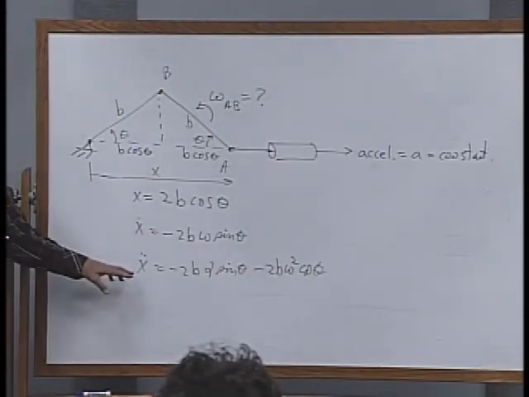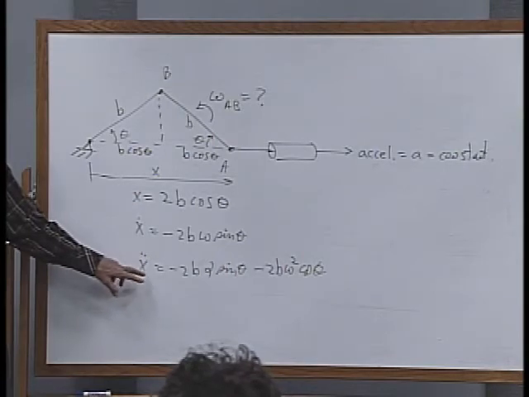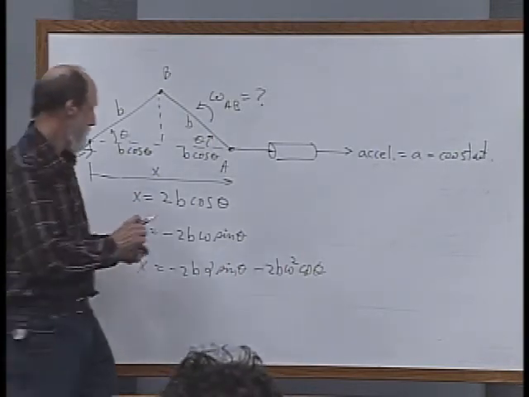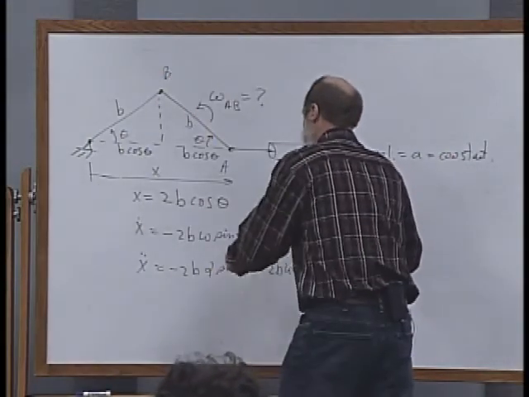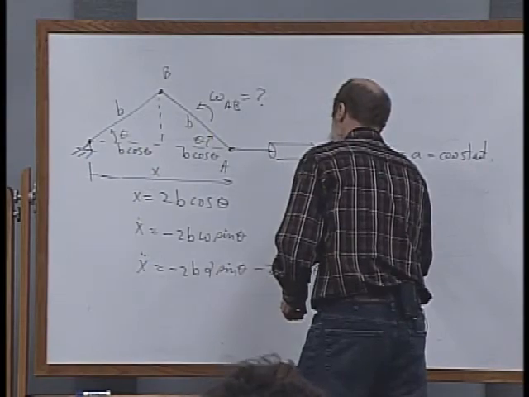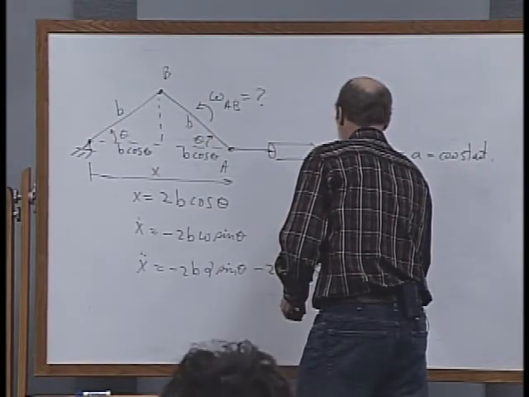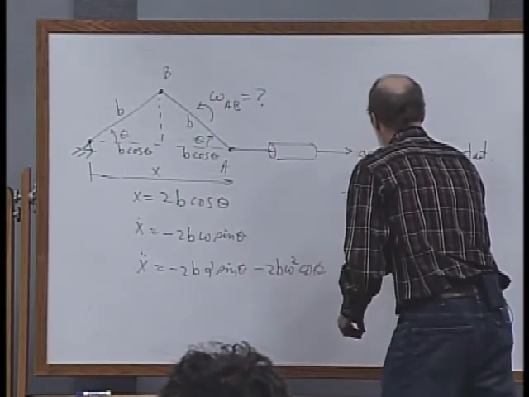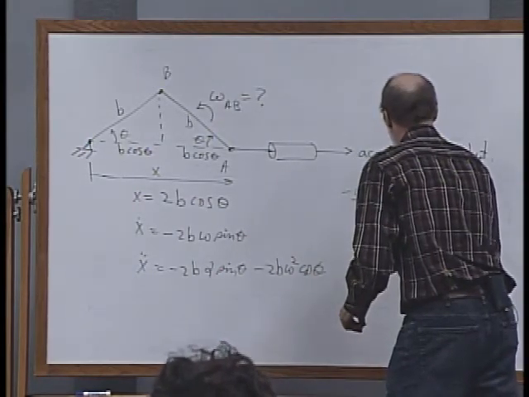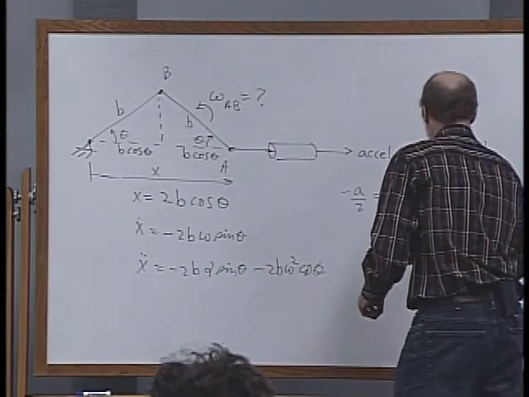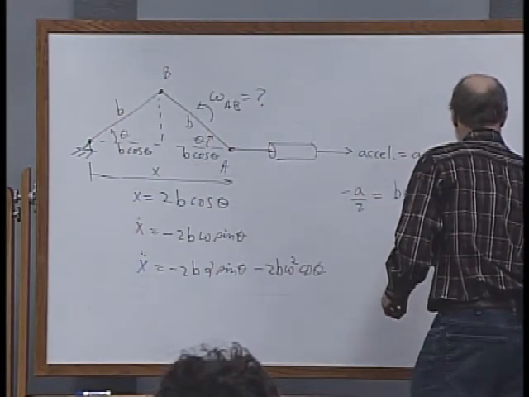So let's just take a moment and see if we can get somewhere with this. This is A, isn't it? Okay. So we have then that the negative of A, I'm going to go ahead and pull the 2 over, has to be equal to then the positive b alpha sine theta plus b omega squared cos theta.